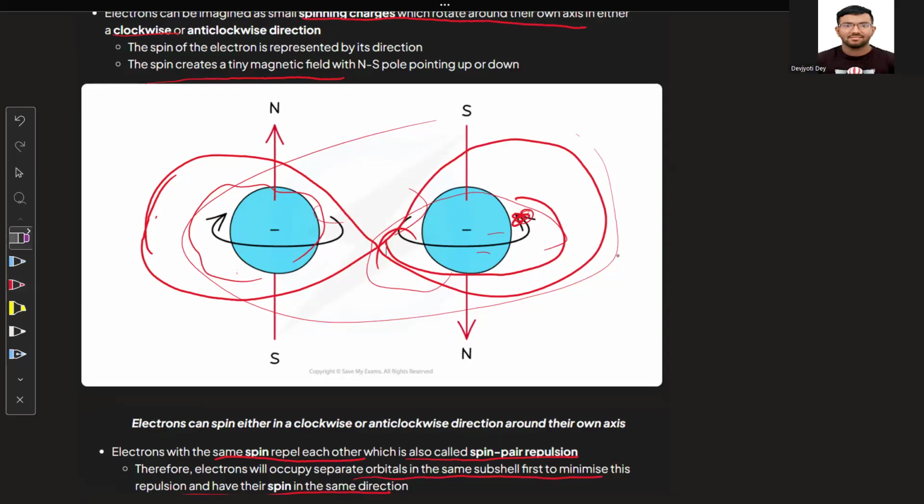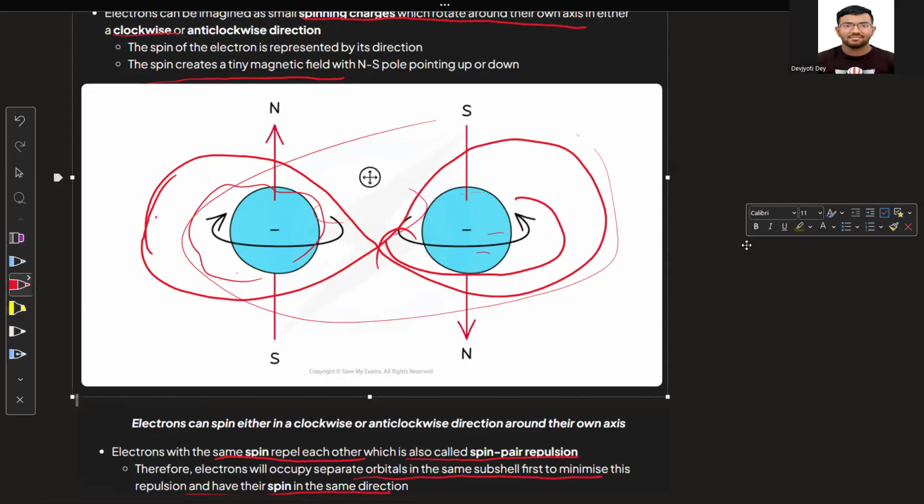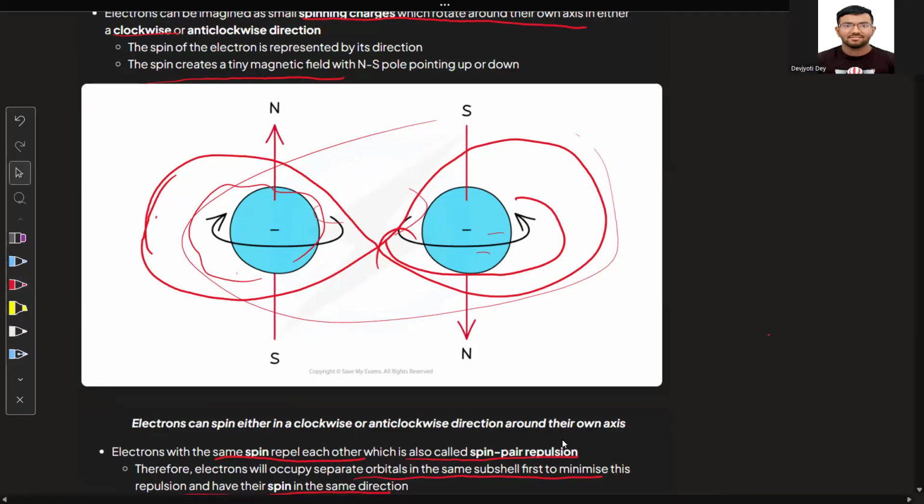So that is why it's very important that the spin direction is opposite for both electrons. One should be anticlockwise and another should be clockwise, so that the spins cancel each other out, and so the magnetic fields cancel out each other, and the repulsion gets minimized, and they can occupy the same space. I hope you understood this.